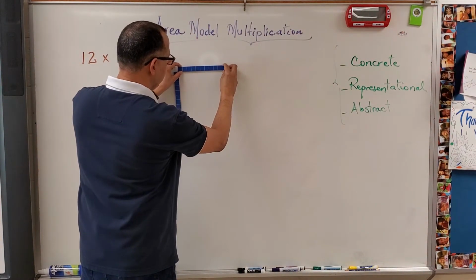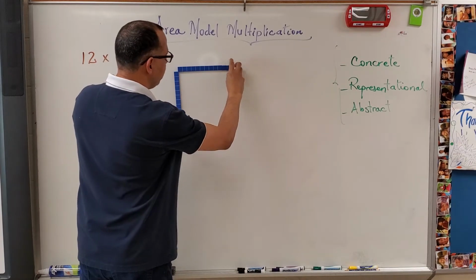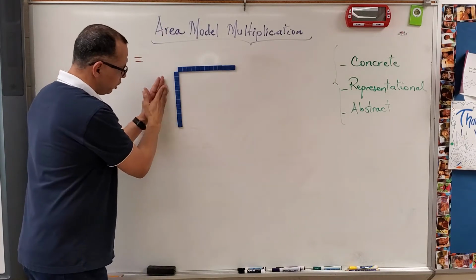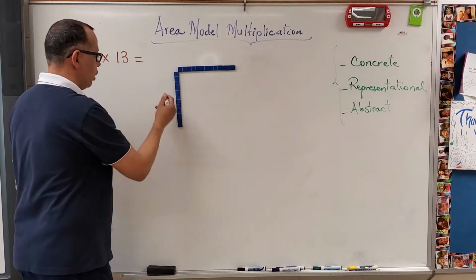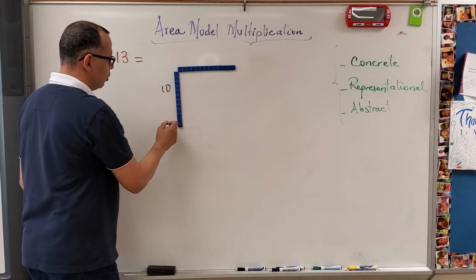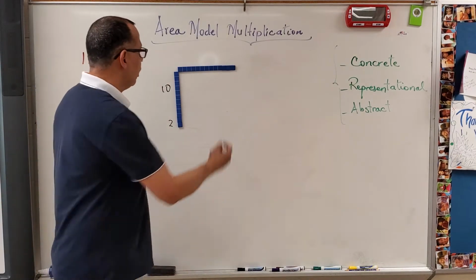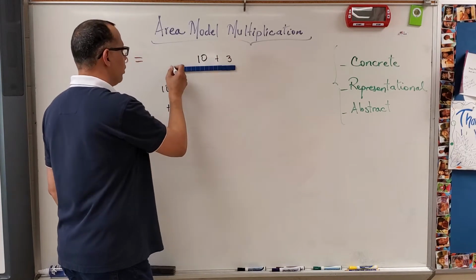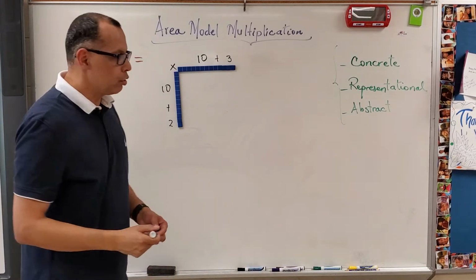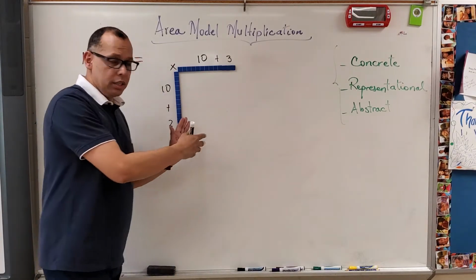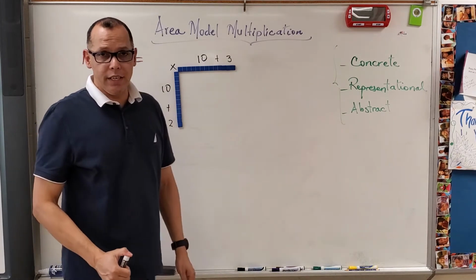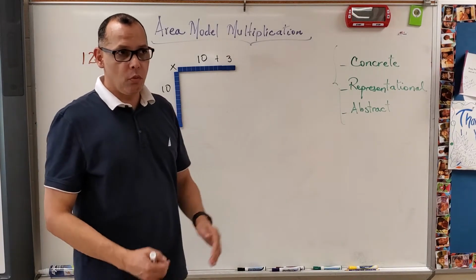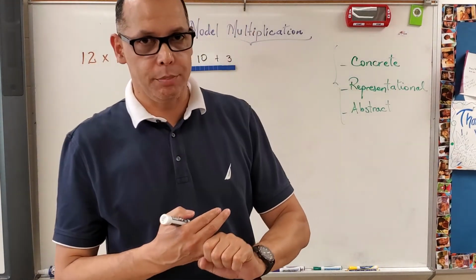I'm trying to make this a little bit straight. I don't know how it's looking. 12 and 13. 10 and 3, 10 and 2. So 10 and 2 equal 12. 10 and 3 equal 13. And then we're going to multiply those numbers. Let's do it. The answer, the product, is going to be inside. But there is a key. We're going to fill up this area without gaps or overlaps.